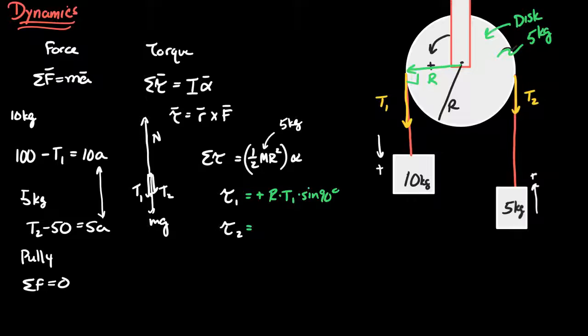Now the second torque is negative. R is in the opposite direction. So if you point your pointer finger to the right and your middle finger down, you'll get your thumb pointed into the page. That's a negative torque. So I'll explicitly make this torque negative. Torque arm length is the same, R times T2 times the sine of 90 degrees.